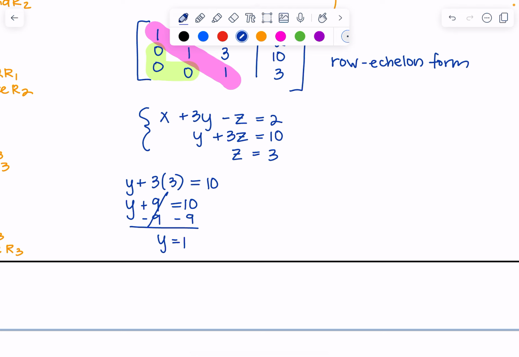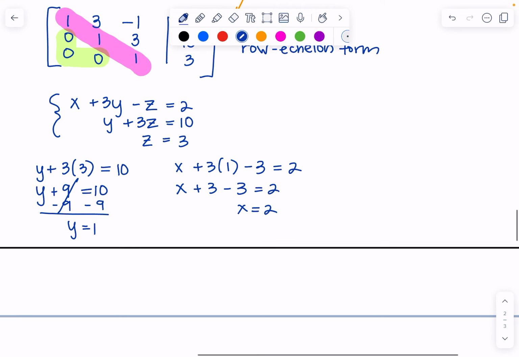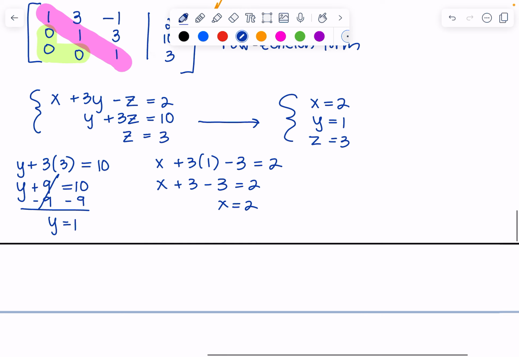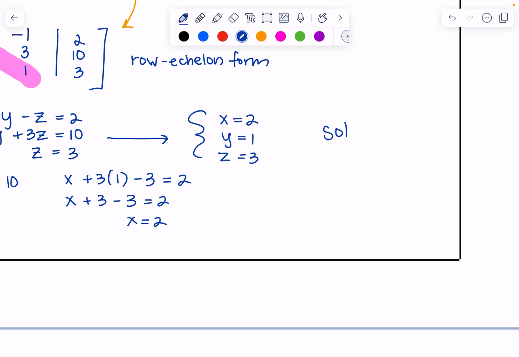And then I'm going to take z equals 3 and y equals 1 into the top equation. So I have 1 plus 3 times 1 minus 3 is equal to 2. x plus 3 minus 3 equals 2, or x equals 2. Okay, so this system turns into x equals 2, y equals 1, z equals 3. And a lot of times they're going to make you write it as a point. So for this one, the solution would be (2, 1, 3).